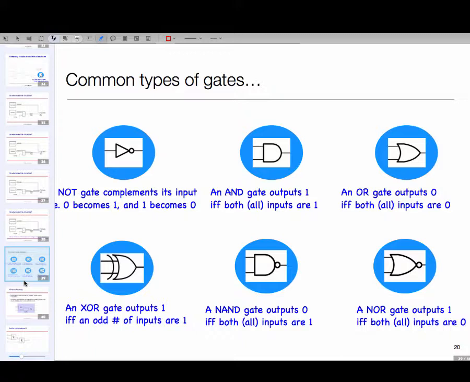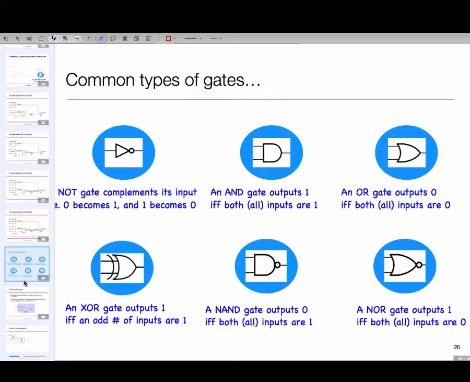On the right-hand side, we have what is called an OR gate. The output of an OR gate is high if any of its inputs is high. So it's basically saying either input 1 or input 2 or input 3 or input k, if any one of them is high or any one of them is true, then the output is high.